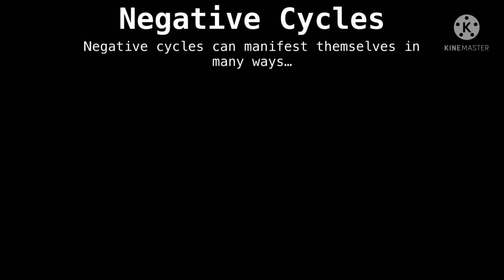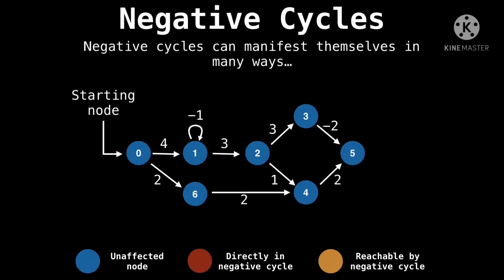Let's look at how negative cycles can arise because this seems important. Here is a graph I made with directed edges, some of which are negative. I've labeled our starting node to be node 0, and our goal would be to find the distance from 0 to every other node in a single source shortest path context. But right now, we are only interested in detecting negative cycles. I will label blue nodes as regular nodes, red nodes as nodes directly involved in a negative cycle, and yellow nodes as those reachable by a negative cycle.